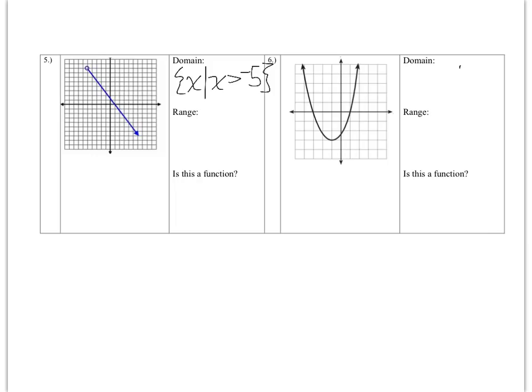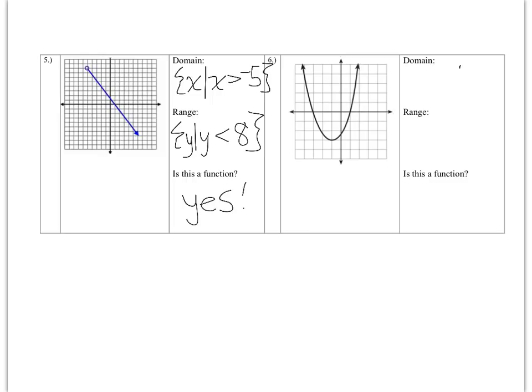Now the y-axis, for the range, you're going to take this point and you're going to slide it over to the y. And what is that point on the y-axis? Well, that goes up 1, 2, 3, 4, 5, 6, 7, 8. So that is the point 8 on the y-axis. So this is 8, and then this line is shooting down. So all the points down are below 8. So this would be y such that y is less than 8. Is this a function? Yes. It passes the vertical line test.